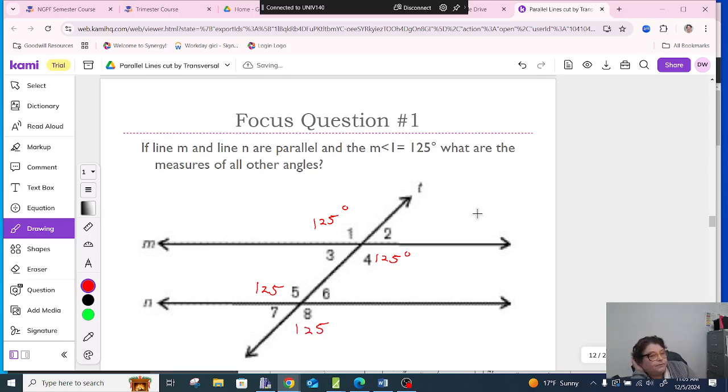Now, the other ones are not going to be 125 because they're going to be supplementary to 125. Because this makes a straight line, also consecutive interiors always have to be supplementary. So you take 180, subtract 125. What does that give us? 55. So all the other angles then are 55. So angle 2 is 55. Angle 3 is 55 because these two are vertical. 7 is alternate exteriors, and then this is vertical to 7. Yeah, angle 6 is 55 also. These are little degrees. I guess they should put them on all of them.